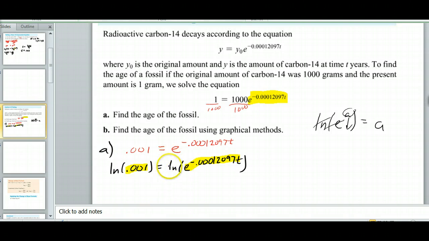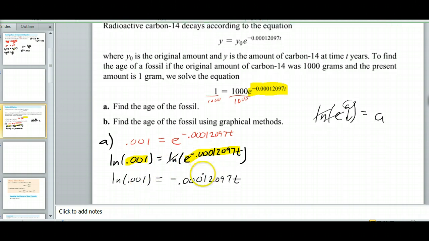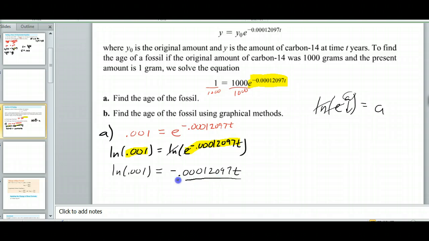Alright, now, just like before in the last problem, the natural log and the e wipe each other out, and we're left with just this negative decimal. And that's equal to natural log of 0.001. Alright, last step, divide away the negative 0.000120097 from both sides. You may be wondering, why do they have such a long decimal?